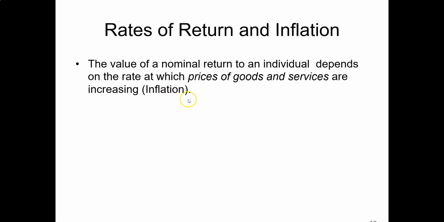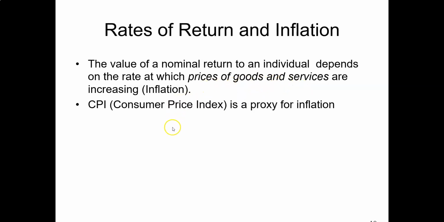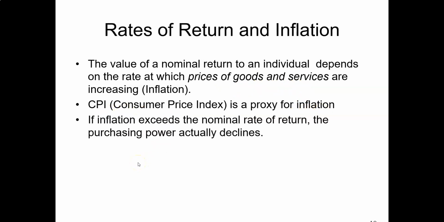If we have concerns about how many goods and services we can buy with $1, we say we have concerns over the prices of goods and services. And we use the average price of goods and services to evaluate this inflation. We call it consumer price index. If the inflation rate is high, and if the inflation rate exceeds the nominal rate of return, then the purchasing power of your investment is actually low.